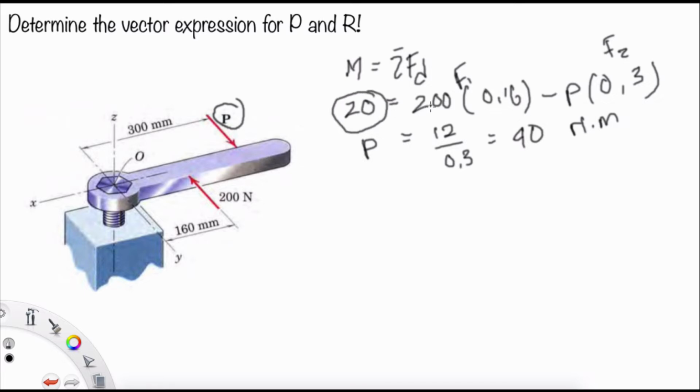We have 20. The first force is 200 and the distance is 0.16 here. Please remember that I converted it to the SI unit, from 160 to 0.16 meters, and then minus P times 0.3. So it means that the plus sign here refers to counterclockwise, right? We have the value of P is 40 Newton meters, and the second one we have to find is the R.